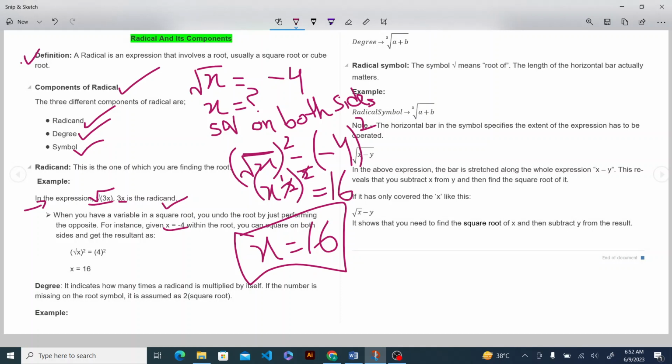Okay, now let us see the second component of radical. This is degree. The definition of degree is, it indicates how many times a radicand is multiplied by itself. If the number is missing on the root symbol, it is assumed as 2, square root. Its example is this one.